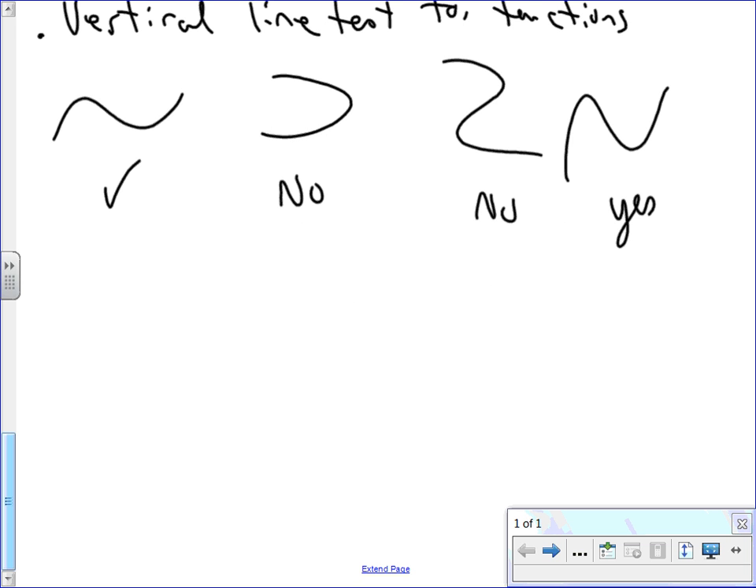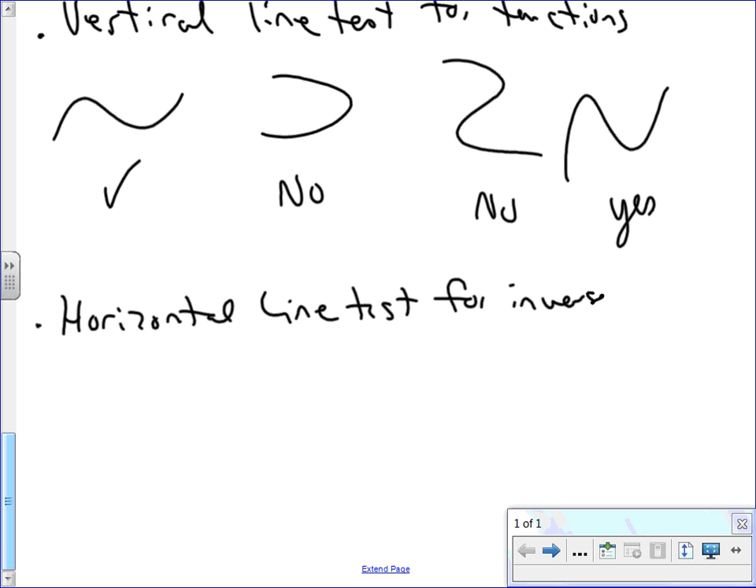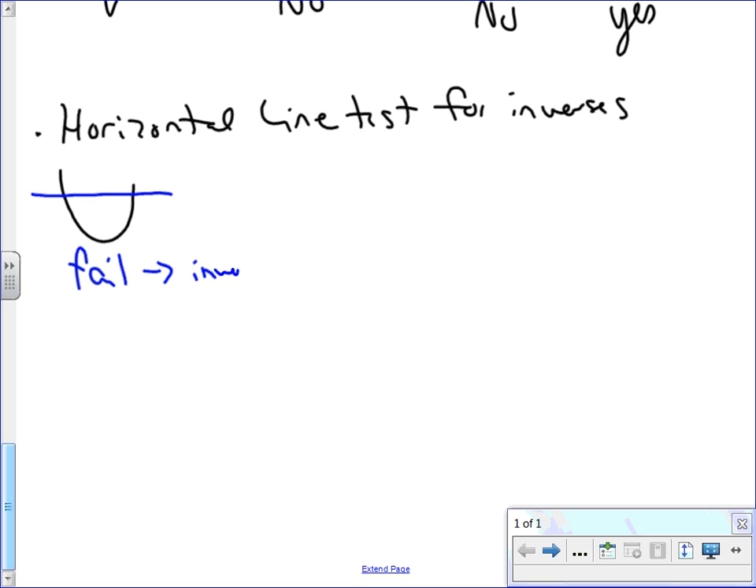And the question of whether they have an inverse or not, you can look at a horizontal line test for inverses. So if I give you this graph right here, this passes the vertical line test. This is a function, but if I draw the horizontal line test, it fails. So it is a function, but its inverse is not a function.